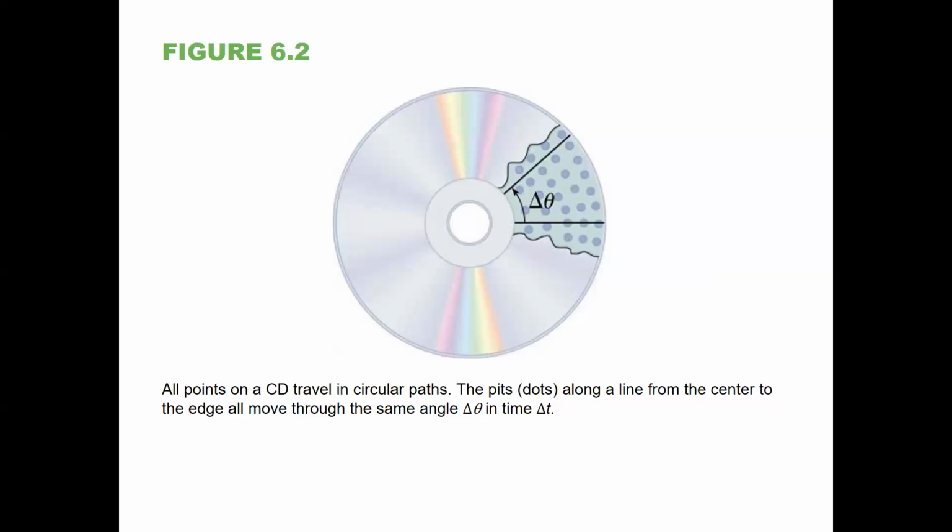This delta theta is found by dividing delta s, the arc length, by the radius, r, from the center of the circle to the outer edge on which we are rotating. That's r, the radius. So if you divide the arc length, delta s, by the radius, that will give you delta theta. That will give you this angle here.